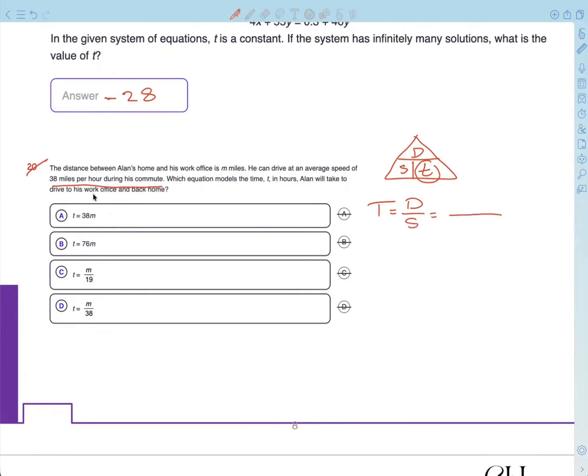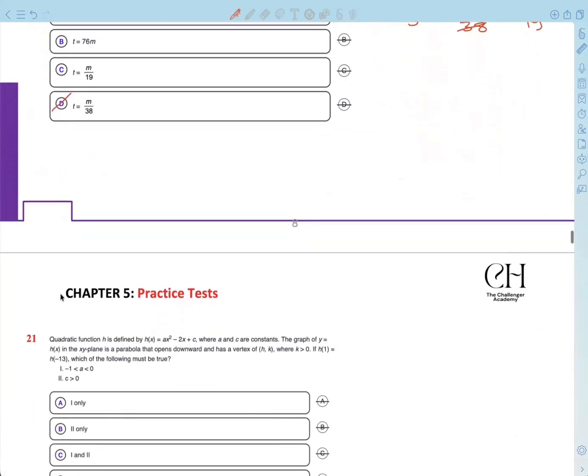So we have the speed, which is 38. And for the distance, let's check. Yes, it's m miles, but the question says to his work office and back. So this is m and this is m. Be careful, this is 2m, not only m. Now we simplify. Divided by 2 is 1, divided by 2 will be 19. So the answer is m over 19. The answer is D. Let's move to the next question.